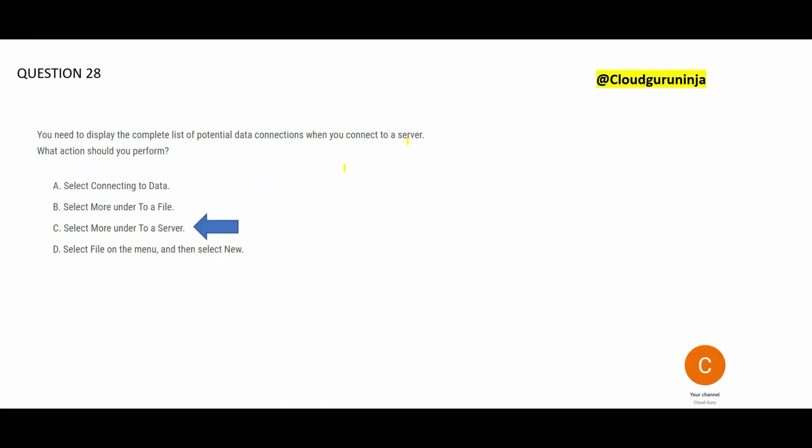Okay, so here you will just need to go under to a server option, and the first one says select connecting to data. So connecting to data will not give you the entire list. If you select more under to a file and select new, it will just give you what options you have, but here you are looking for the complete list of potential data connections when you connect to a server. So C is the option.